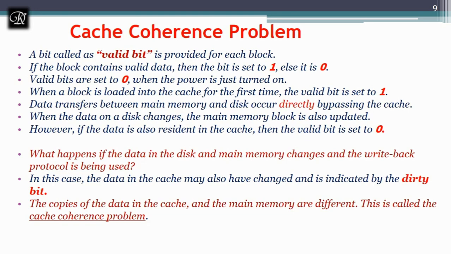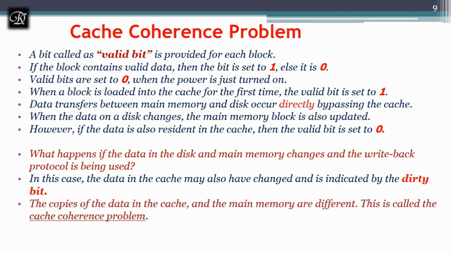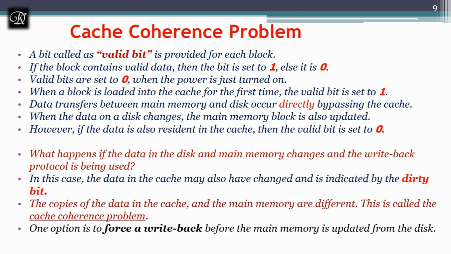Cache coherence is very simple. We have data in the cache and we have data in the RAM, but both do not have the same copy. The RAM has an updated version, while the cache has a not updated version. This situation is called the cache coherence problem.